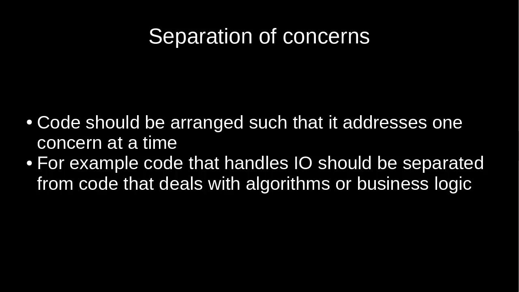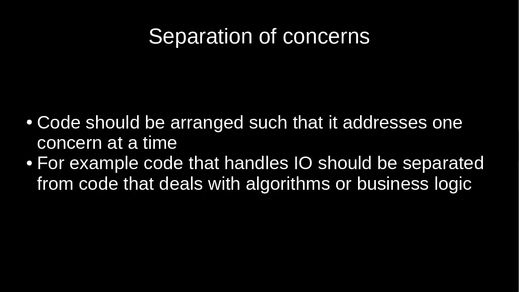The concept of separation of concerns is that code should be arranged such that it addresses one concern at a time. A concern is kind of like a group of related functionality. So input and output would be a concern, business logic would be a concern, various different groups of related things end up being concerns. And the general design principle is that you want to keep the code dealing with only one such group at a time.